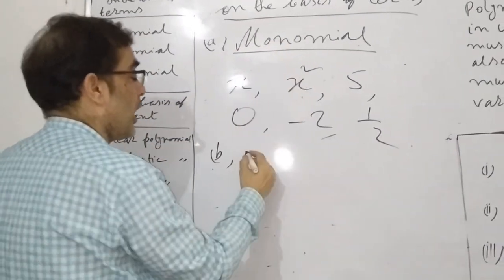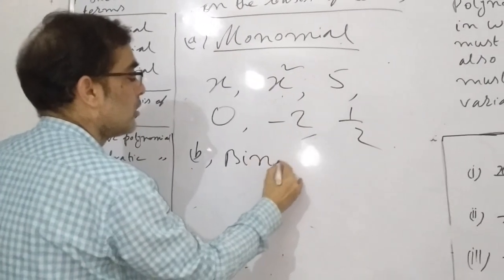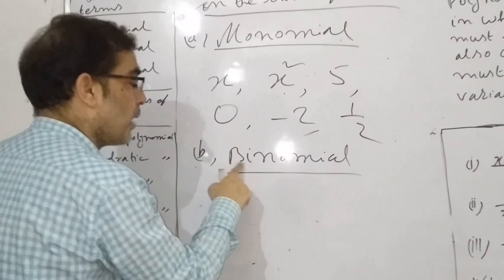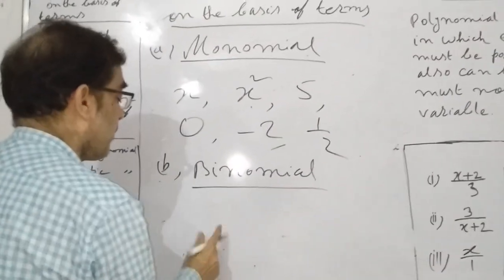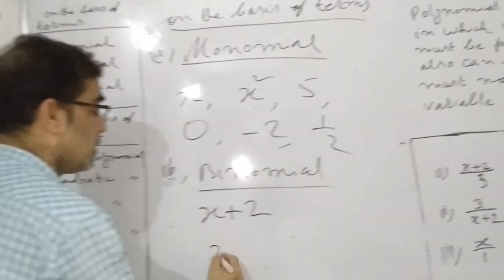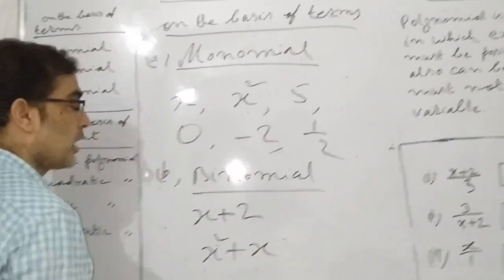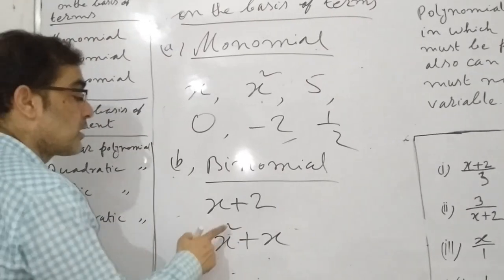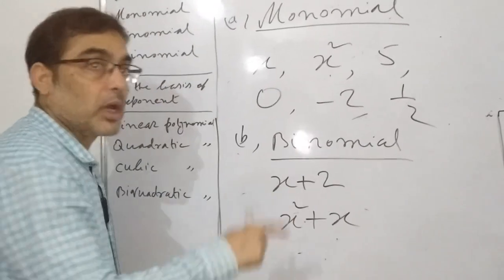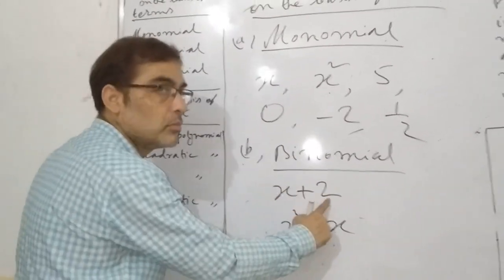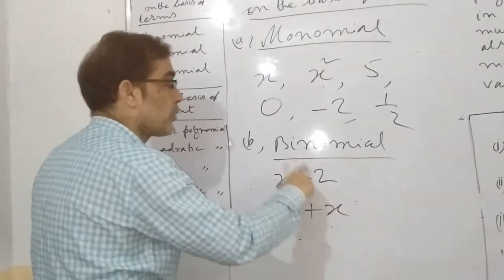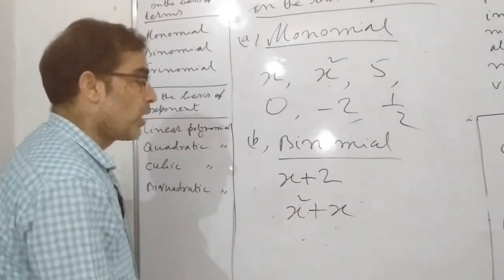And now the second, binomial. Bi means two. Here x plus 2, x square plus x. These are the examples of binomial. Why? Because here you are seeing there are two terms, one term and two term. These are examples of binomial.